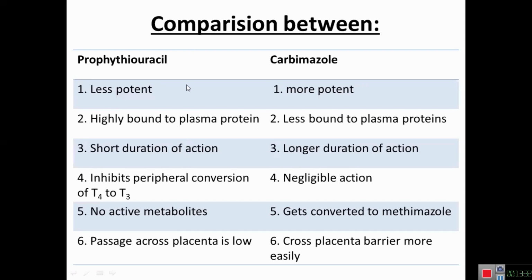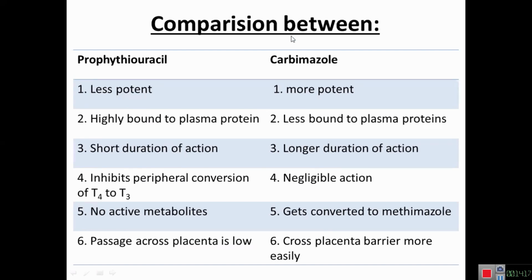If you compare propylthiouracil with carbimazole, as we know, propylthiouracil is less potent compared to carbimazole, and it is highly bound to plasma protein. Carbimazole is less bound to plasma protein, and propylthiouracil has a shorter duration of action. Carbimazole has a longer duration of action. Propylthiouracil inhibits the peripheral conversion of T4 to T3, whereas carbimazole has negligible effect on this process. Propylthiouracil has no active metabolites, but carbimazole gets converted to methimazole.